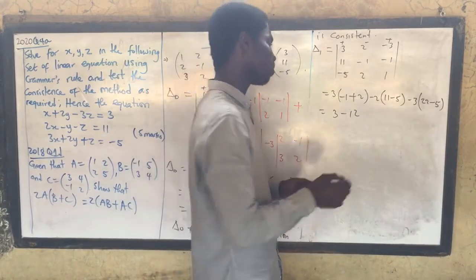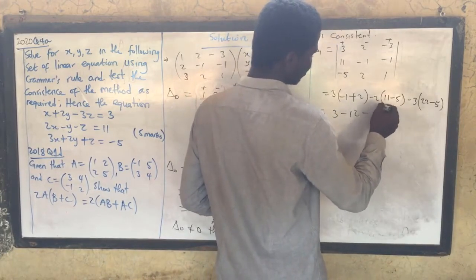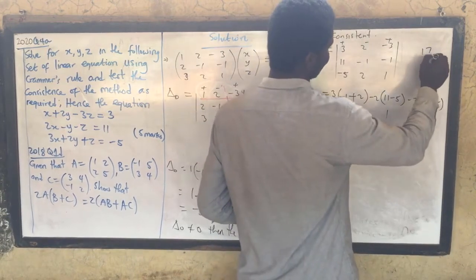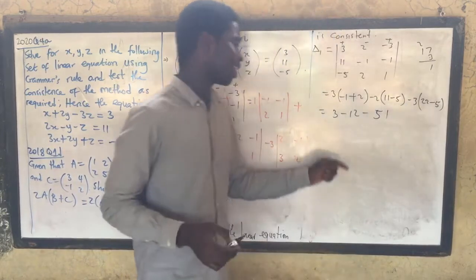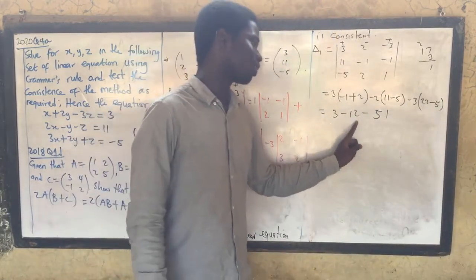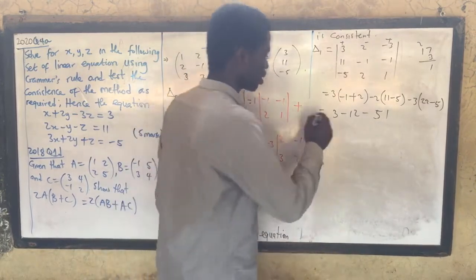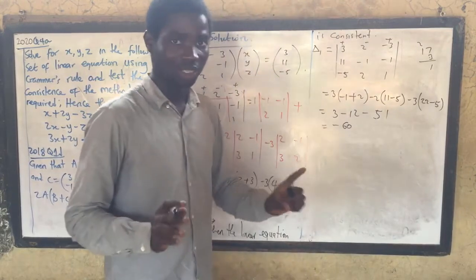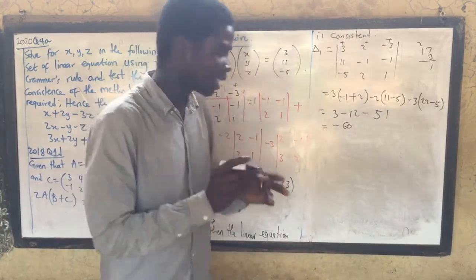17 times 3 will give me what? 3, 21, 51. So 3 minus 12 is -9. -9 minus 51, that's -60. That's delta 1. Don't worry, you see what we are doing, delta 1, delta 2. You find delta 2 and delta 3 too.